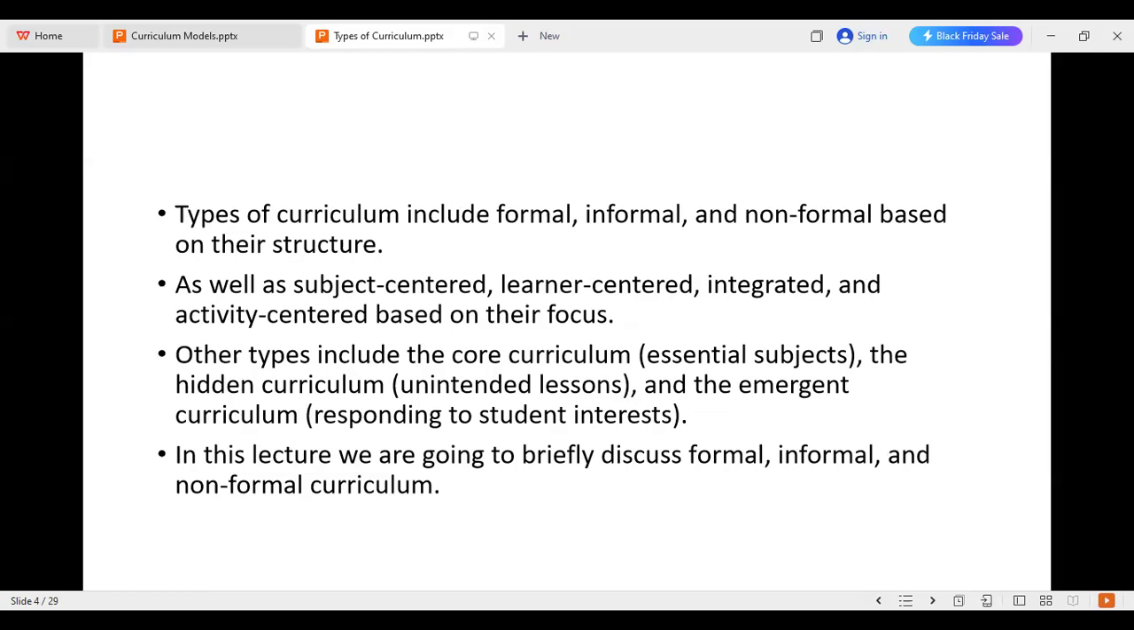Okay, right. Types of curriculum include formal, informal, and non-formal, based on their structure, as well as subject-centered, learner-centered, integrated, and activity-centered. Some types we also have. I have prepared a PowerPoint presentation to learn that area; I hope we can cover it. Other types include the co-curricular and essential subjects.